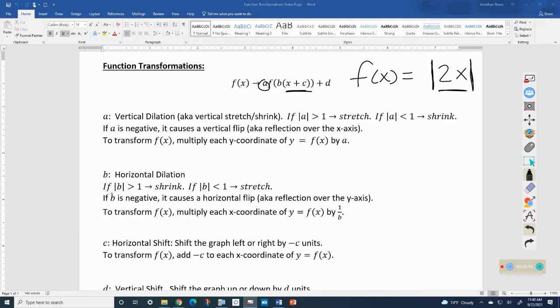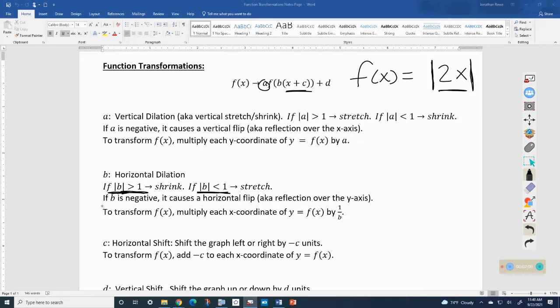If the absolute value of B is greater than 1, it doesn't cause a stretch, it causes a shrink. And the bigger B is, the more of a shrink it is, which is kind of the opposite of what I would tend to think. And if the absolute value of B is less than 1, it causes a stretch. Now we're talking about stretching horizontally, not stretching vertically. So the smaller B is, the more of a horizontal stretch you have.